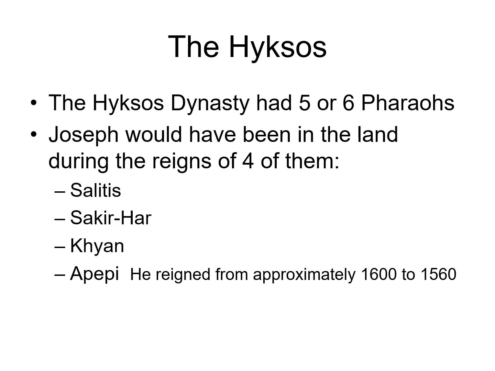So the Hyksos dynasty had 5 or 6 pharaohs. Again, there's some debate among Egyptologists about this, and it's difficult to know since the historical records were destroyed once the Egyptians regained power. But Joseph would have been in the land during the reigns of 4 of them: Salidas, Sekir-Har, Kian, and Apepi, who reigned from approximately 1600 to 1560.